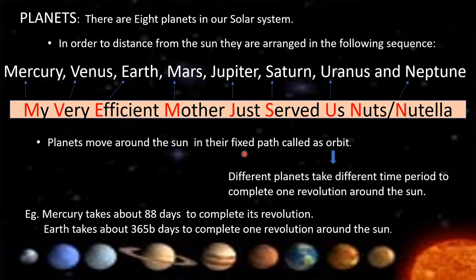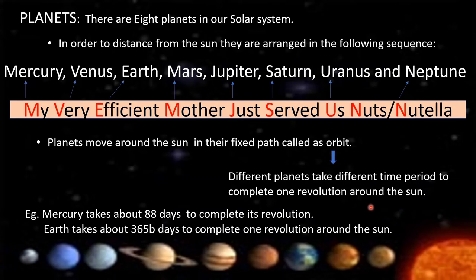Now next, the planets move around the sun in their fixed path, which is called an orbit. We have already seen orbit. It is an elliptical path around the sun in which each of the planets revolves. Okay, so different planets take different time periods to complete one revolution around the sun. Why is it so? Why do they have different time periods? It depends on the distance.